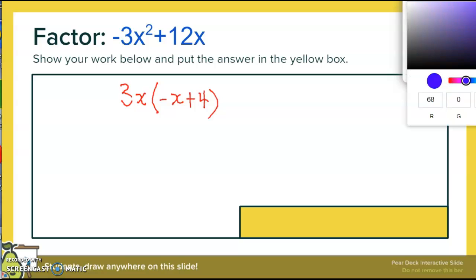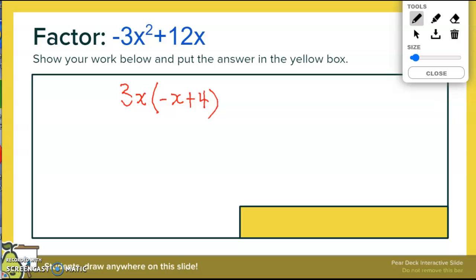Of course, you should be checking your answer by multiplying it back. How do I multiply it back? When you just have one term multiplied by a binomial, you can simply use the distributive property. And that comes out to be negative 3x squared plus 12x. And you should write your answers in the yellow box.